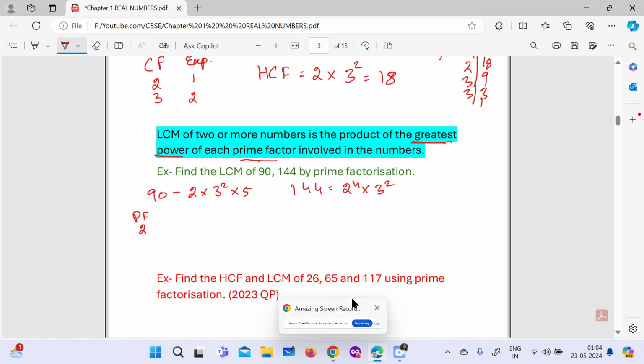So your prime factors are 2, 3 and 5, and we will write the greatest power, that is the greatest exponent. For 2, here 2 is power 1 and here 2's exponent is 4, so we will go for 4. Then for 3 it is 2 here, 2 here, so we will write 2, and for 5 the power is 1. So your LCM is equal to 2 to the power of 4 times 3 squared times 5. When we multiply them all together, we get 720.